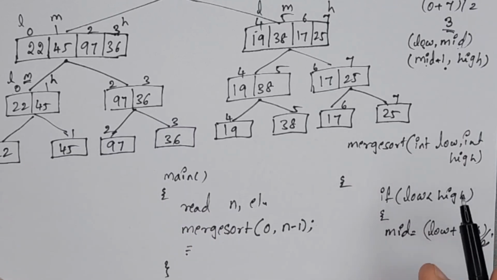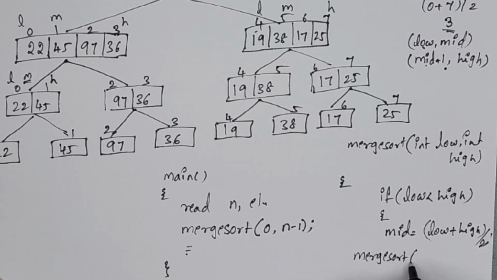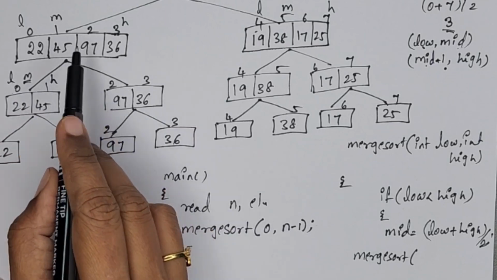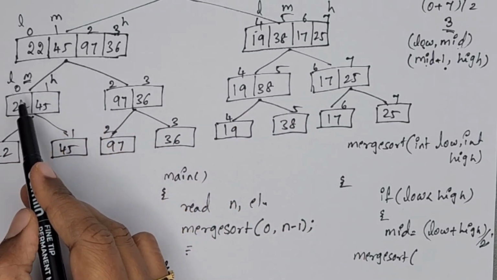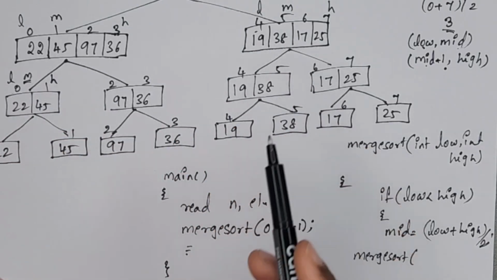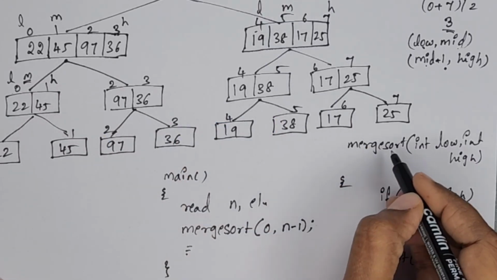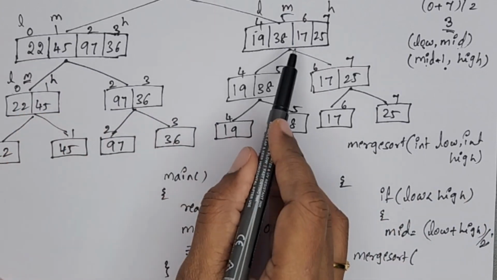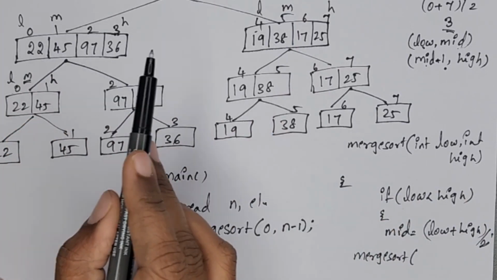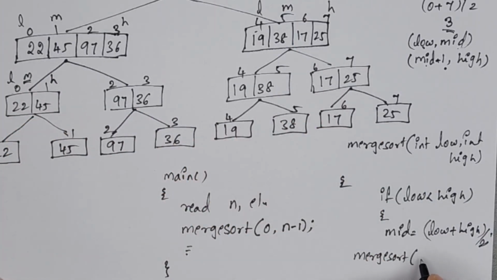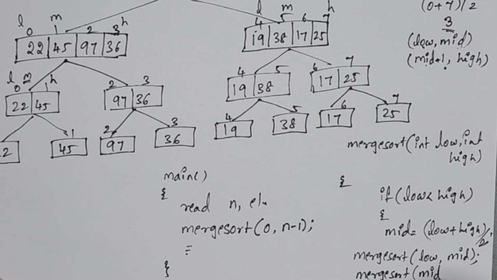So I am going to call the same function, merge sort. Based on mid, we have to divide the array into two arrays. Again, this array also we have to divide, and again this array also. It means the same task we are performing. So again I call the merge sort function to divide the array: merge sort of low to mid, and again merge sort of mid plus 1 to high.